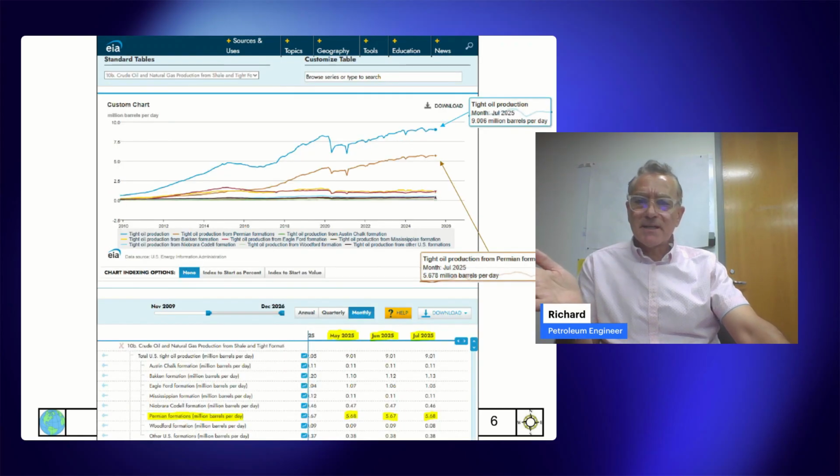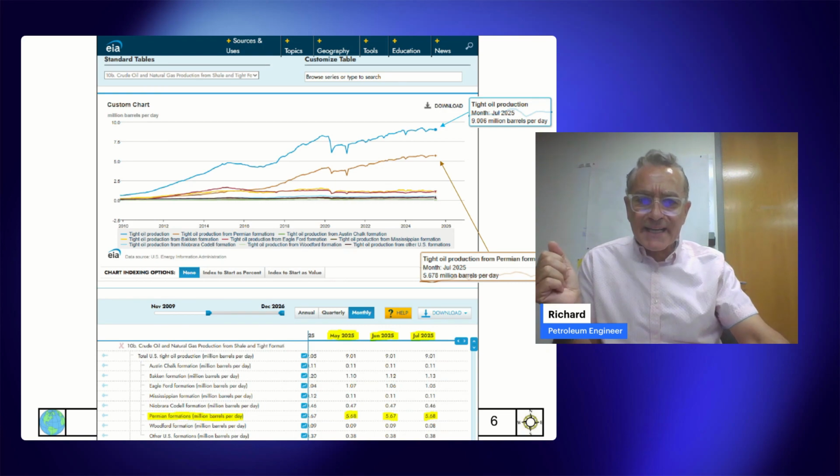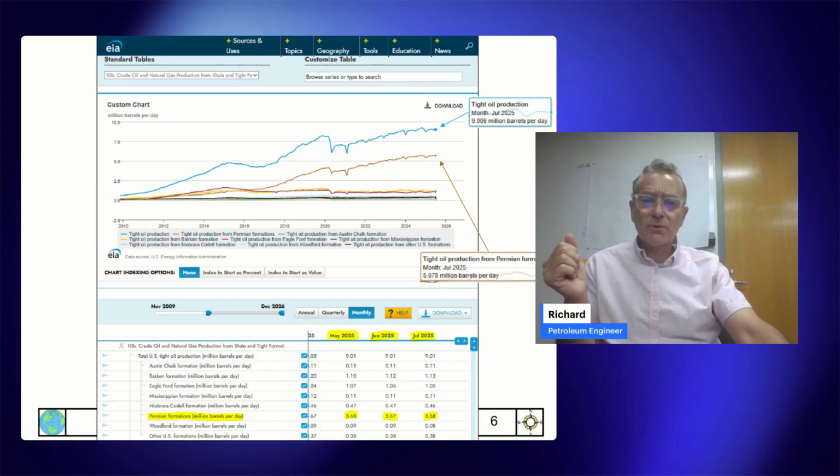Now, this is the same EIA site. This is one of these standard tables that they have. You can go through it and basically pick things. All I've done is just made it a little bit easier to look at. As of the date here, this is for July of 2025.